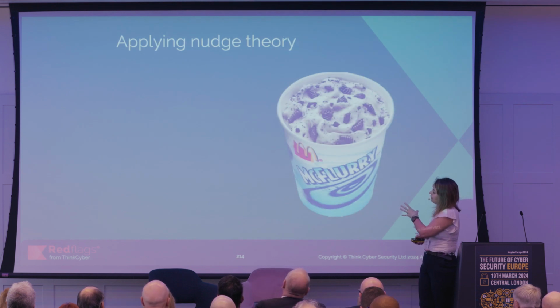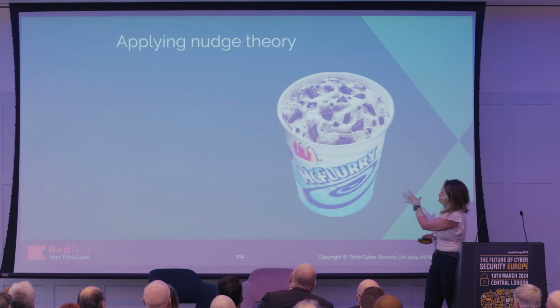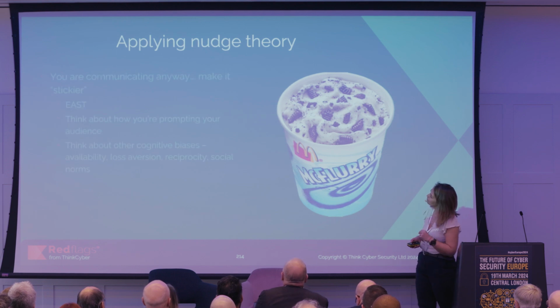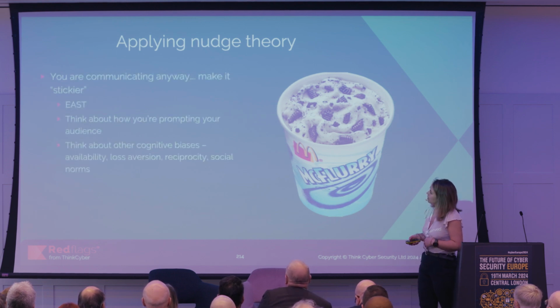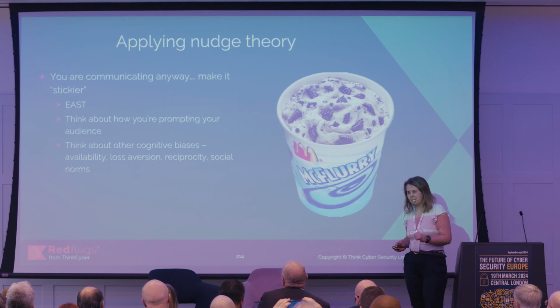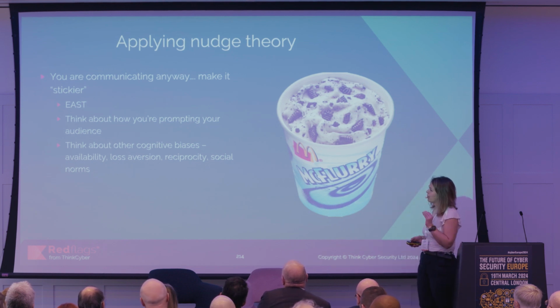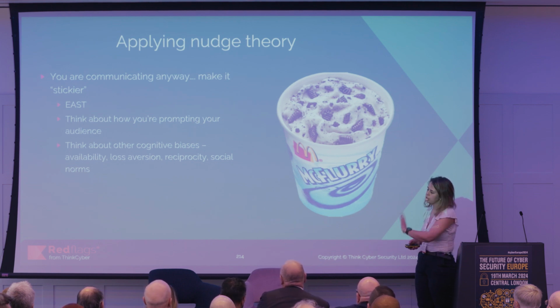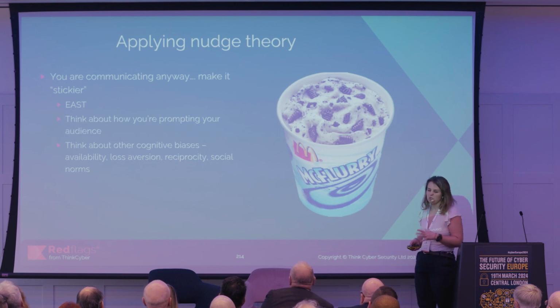And this is a really perfect example of that here. So Big McFlurry is already changing how I feel right now and nudging me to think about ice cream. You need to think about what you're doing. You're going to be communicating anyway. You want to make it stick better. To think about EAST, to think about your audience, how you're prompting them, and think about other cognitive biases as well, which there's no time to go into today, but availability, loss aversion, reciprocity, social norms.